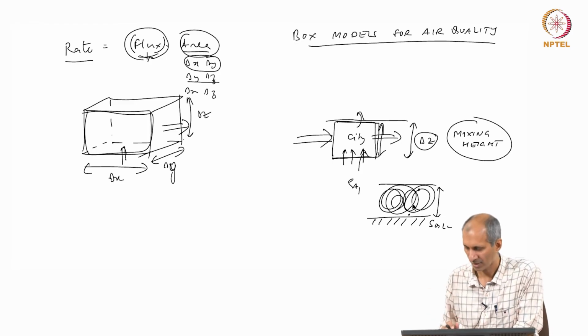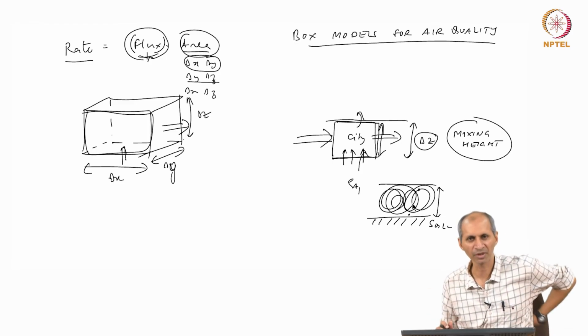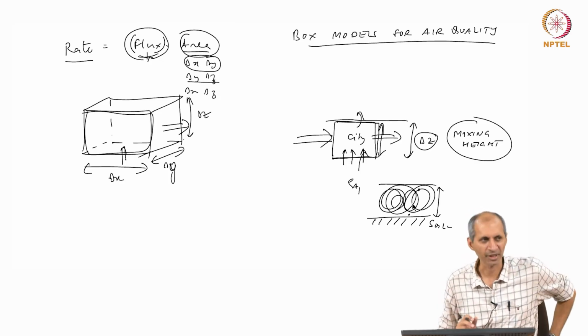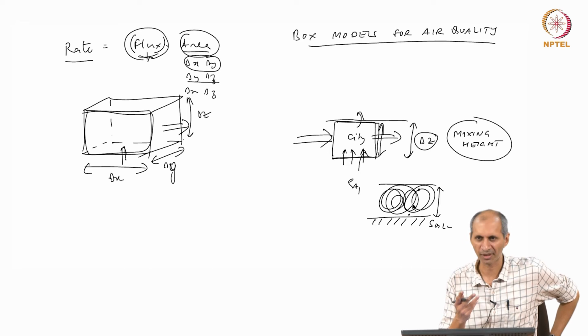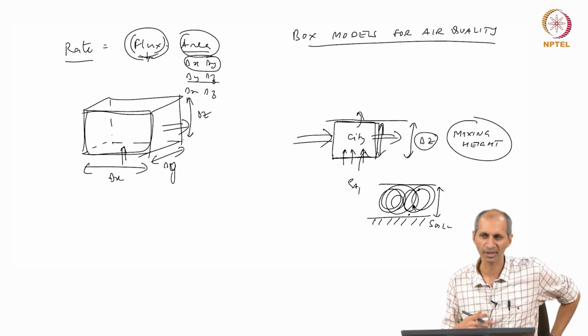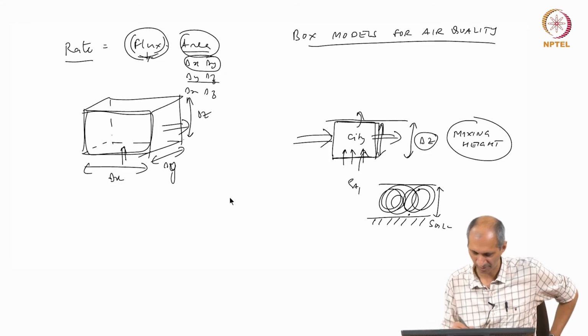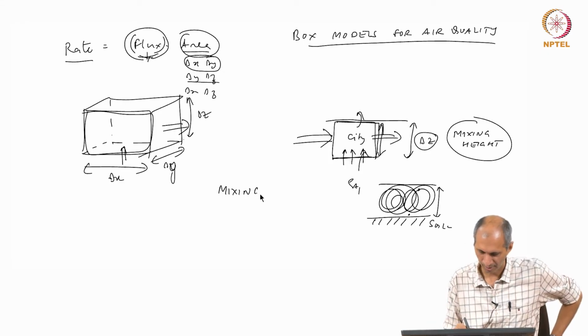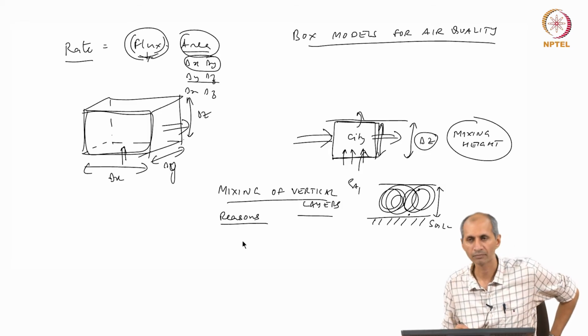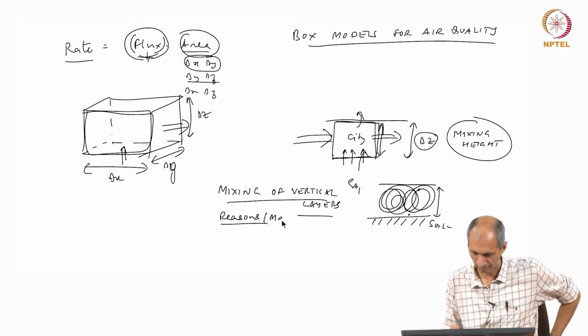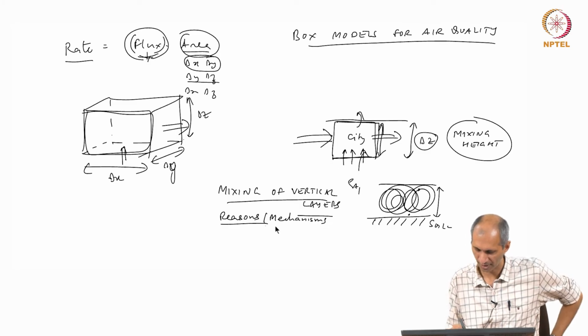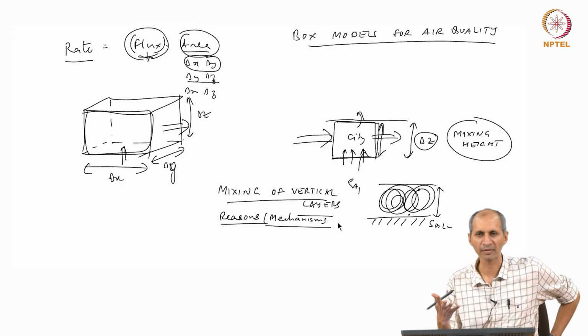So, the next question that comes is, how is it mixing? You are saying it is mixing, why is it mixing? Okay. So, what are the forces that will cause it to mix? The first question that we have: mixing of vertical layers. What are the reasons, or what possible mechanisms by which this can happen? What is one mechanism by which this can happen?